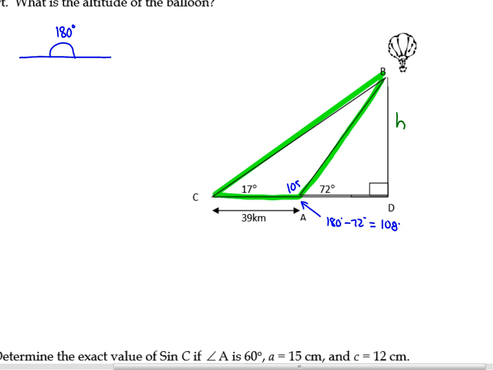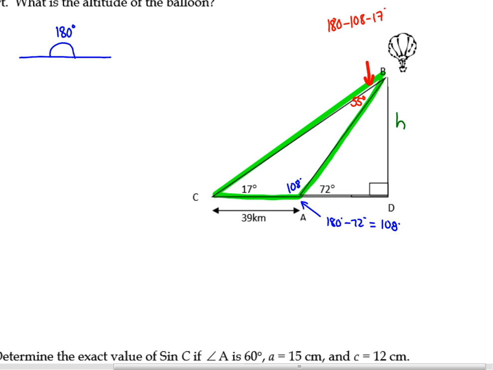So now I know that's 108. What else could I find out? The top angle. Because what do we know about angles in a triangle? They add to 180. So 180 minus the 108, which is 72, minus 17. What does that give us? 55? 55 degrees. Okay, so that's great. Now that we know all these angles and we know one side, we can probably figure some stuff out. Which law could I use?